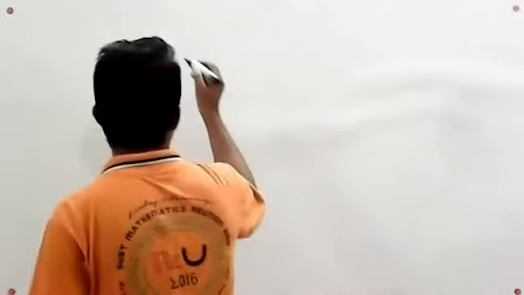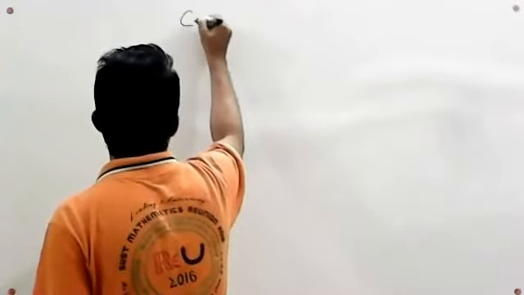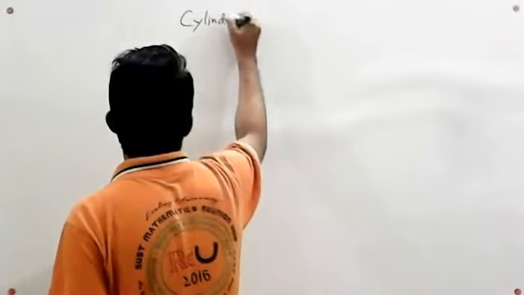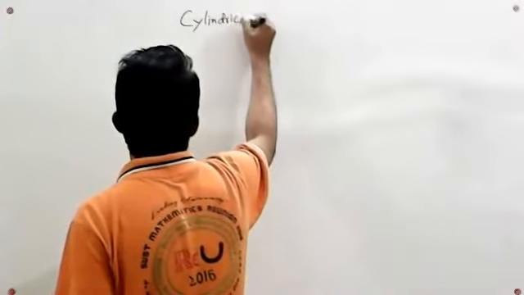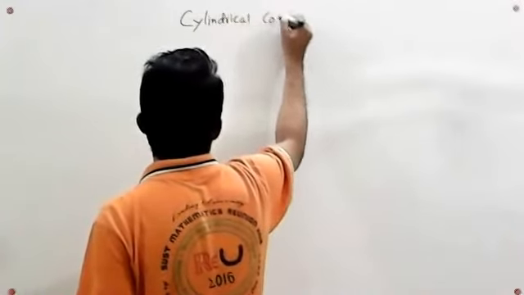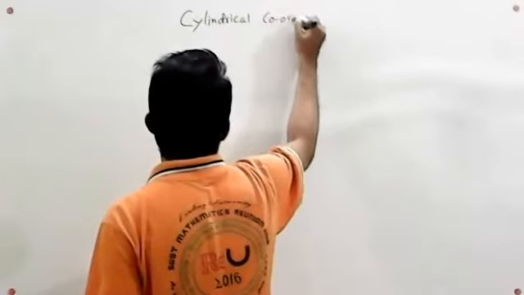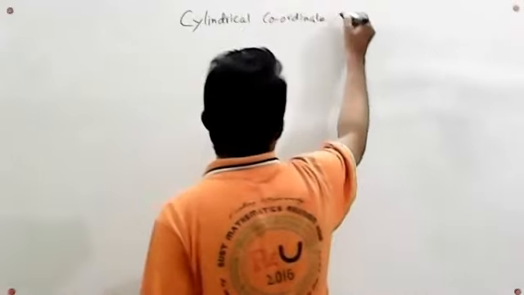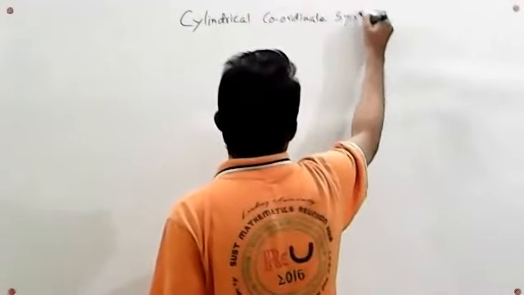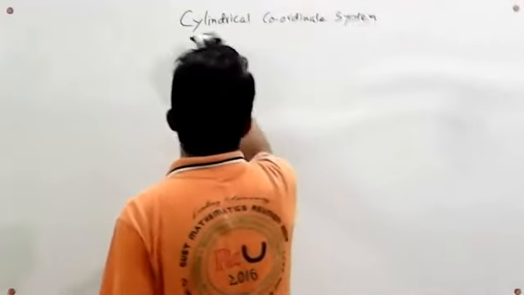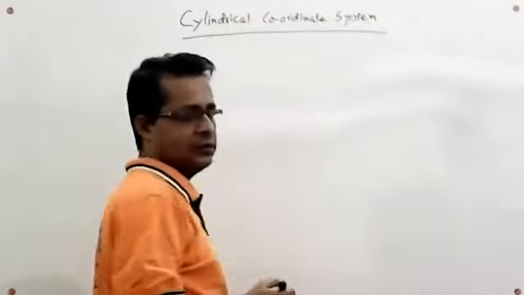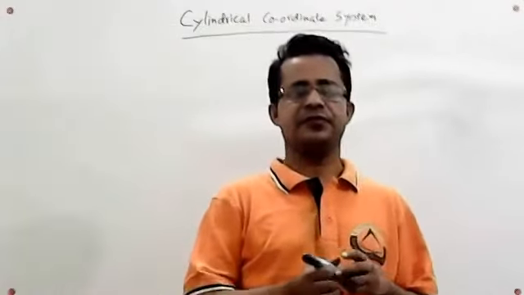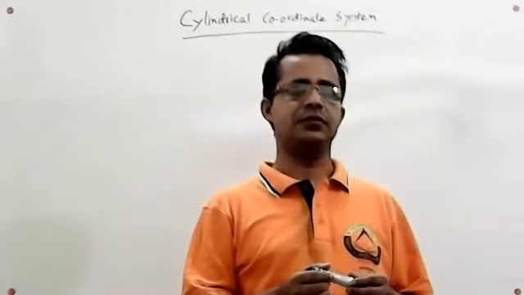Cylindrical coordinate system. Actually, this is the extension of the polar coordinate system from 2 dimension to 3 dimension.